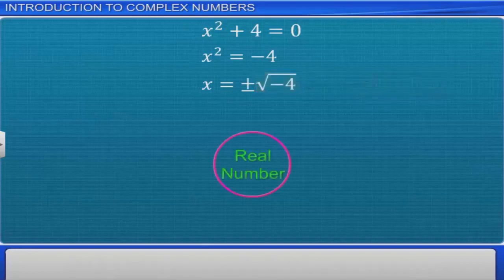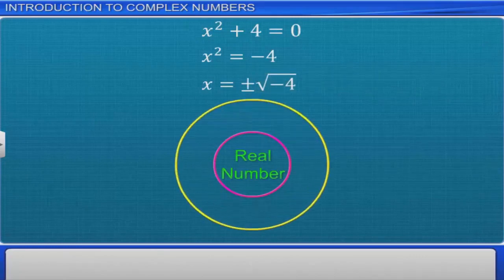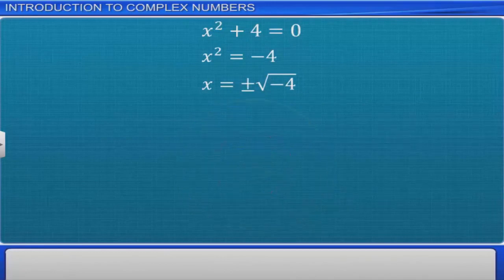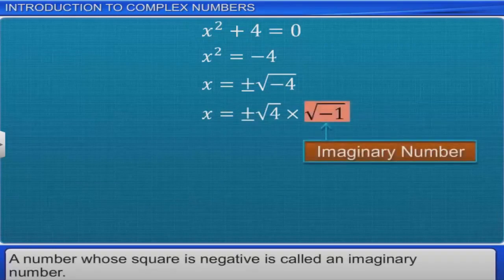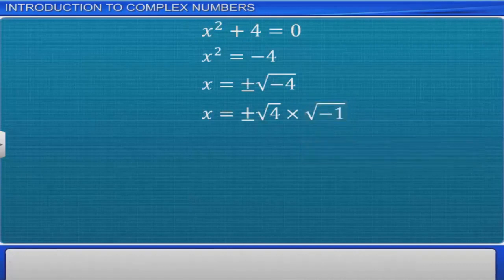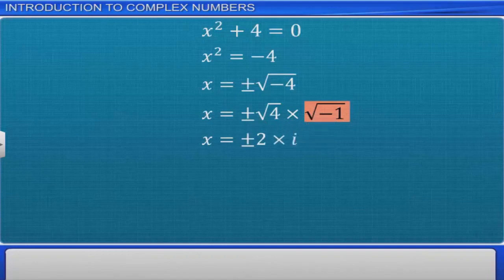Therefore, to find the solutions, we need to extend the real number system to a larger number system. Let's write the square root of minus 4 as the square root of 4 multiplied by the square root of minus 1. A number whose square is negative is called an imaginary number. Let's denote the square root of minus 1 by the letter i. That is, i squared equal to minus 1.